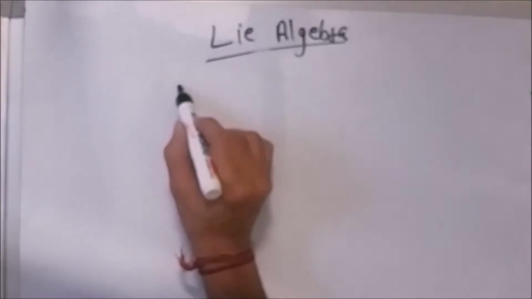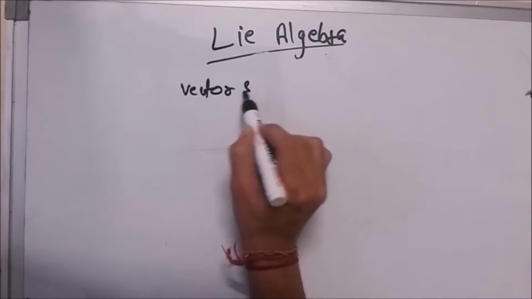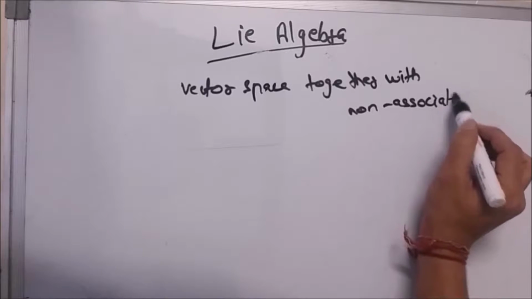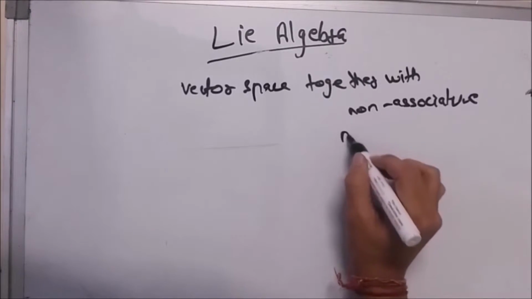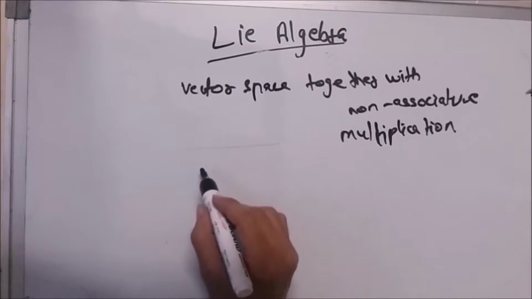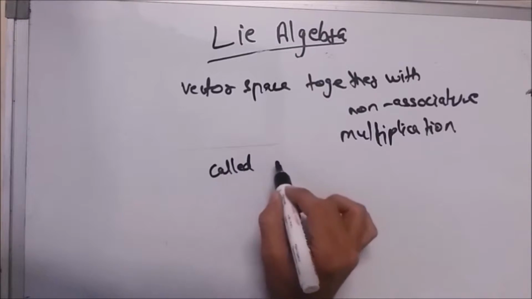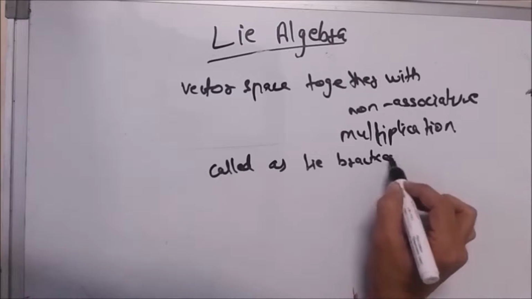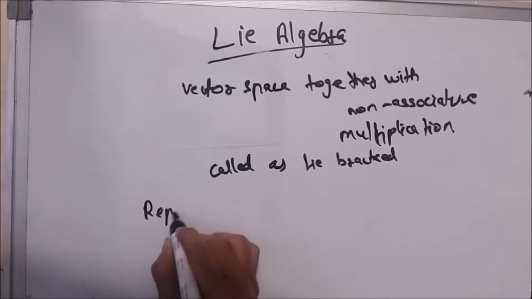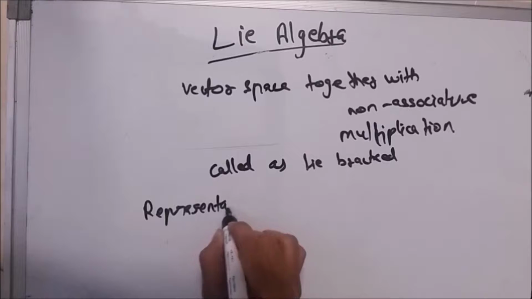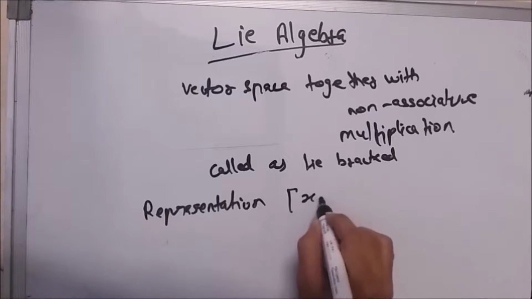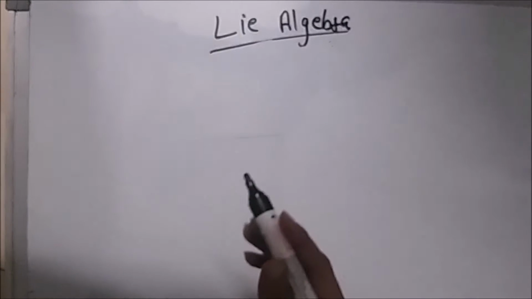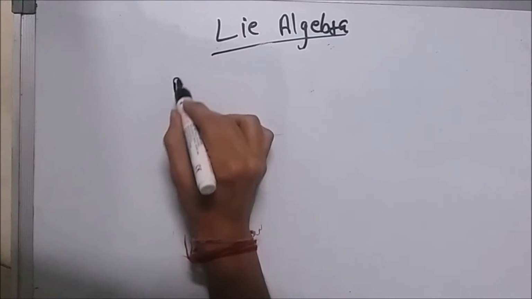So let's get to the topic of Lie algebra. It is a vector space together with a non-associative multiplication, which we call the Lie bracket, and this is represented as the square bracket [x, y]. Now we will discuss the properties of Lie algebra.